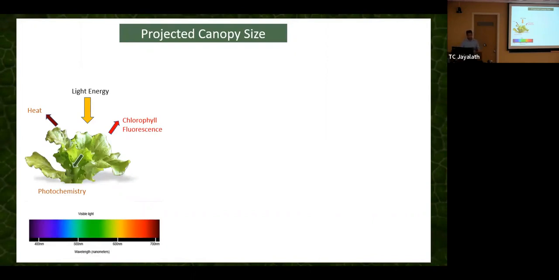We identified projected canopy size as one of the reasons for this higher growth. So what is projected canopy size? When you provide light energy to plants, they absorb it. Some is used for photosynthesis, some is dissipated as heat, and some energy is re-emitted by chlorophyll. This re-emitted light is in the red wavelength, so it is red light.